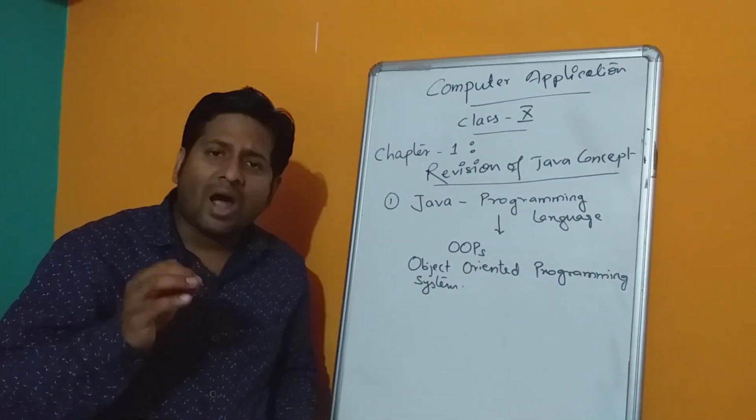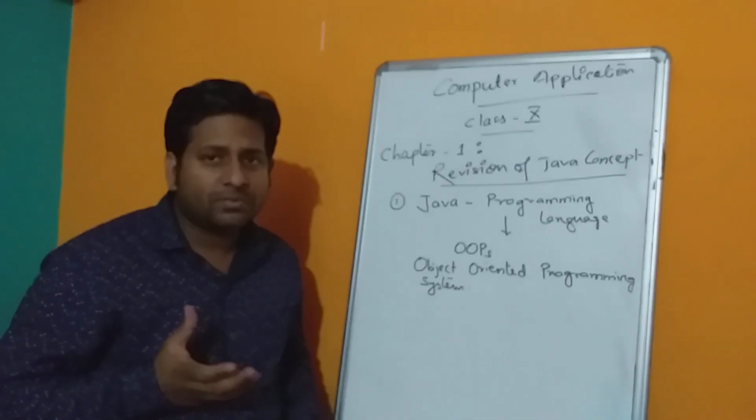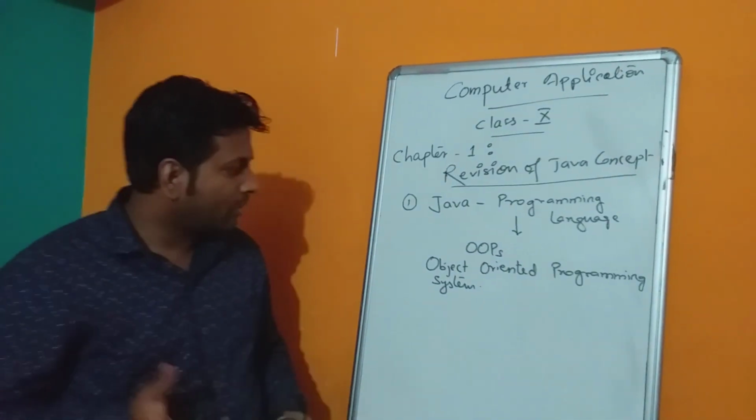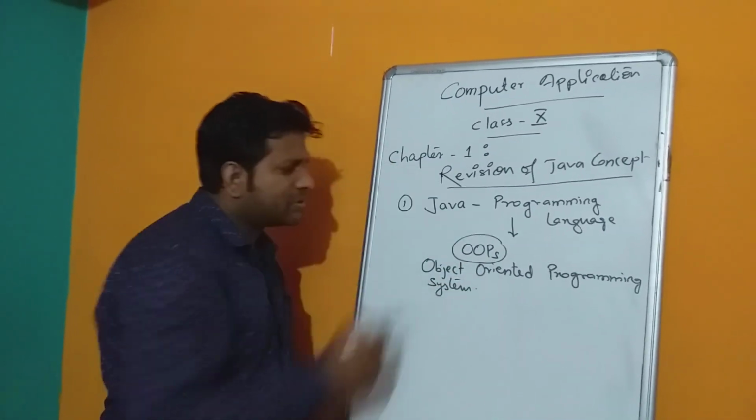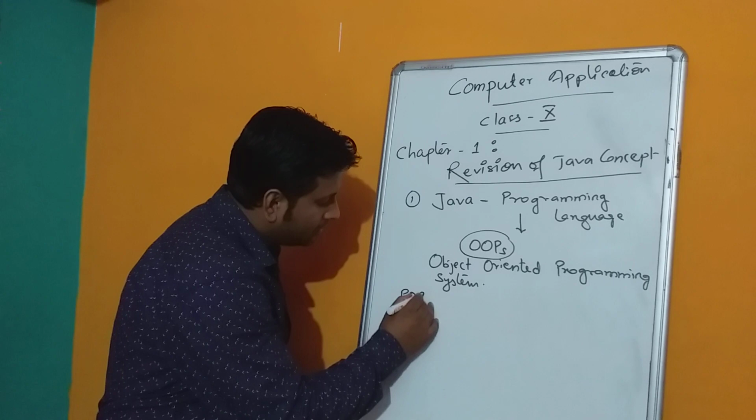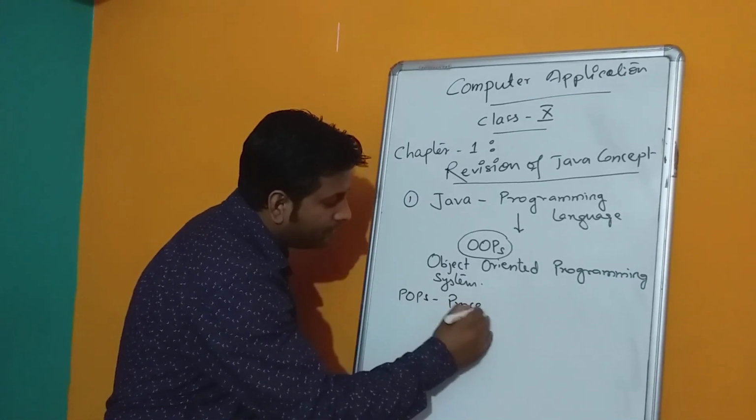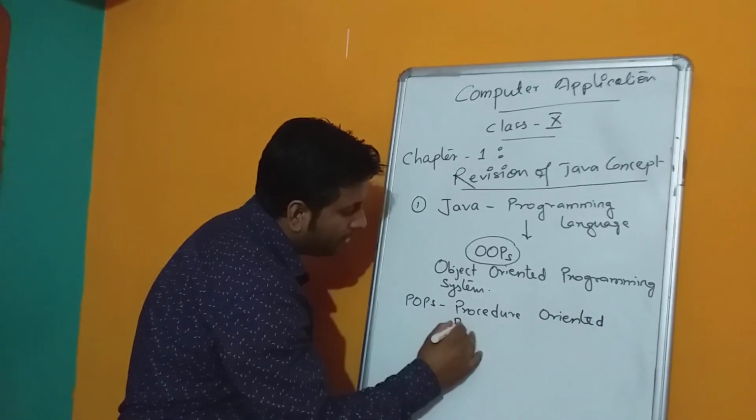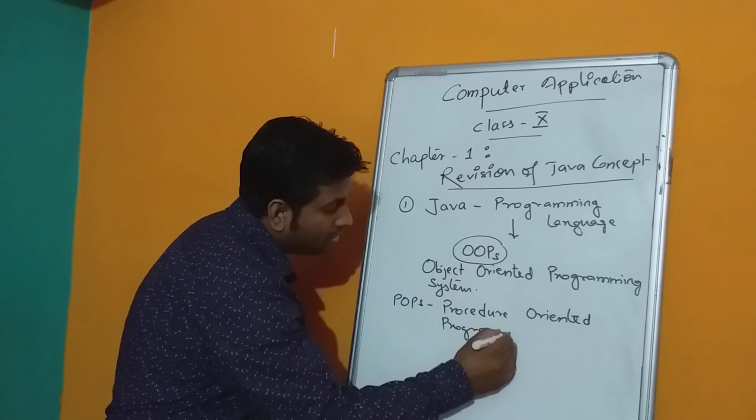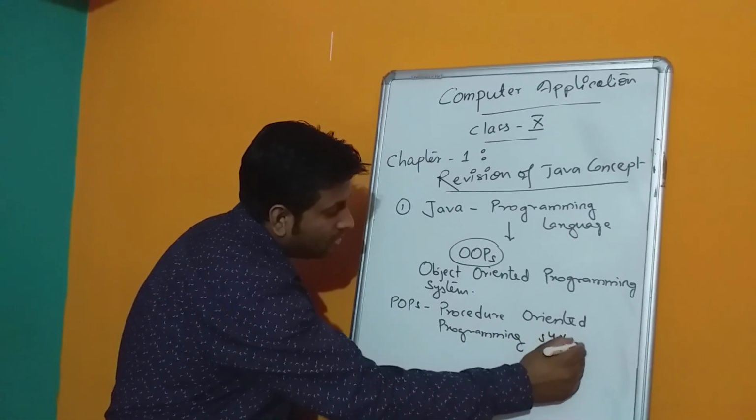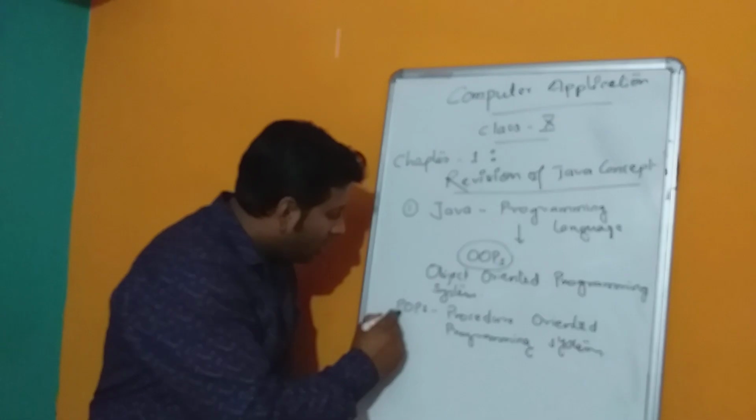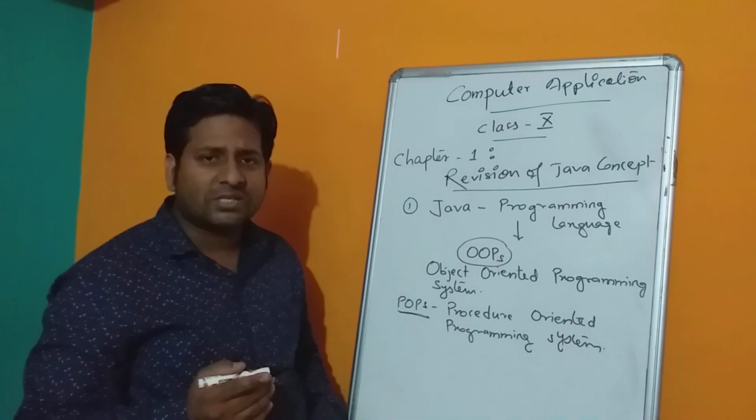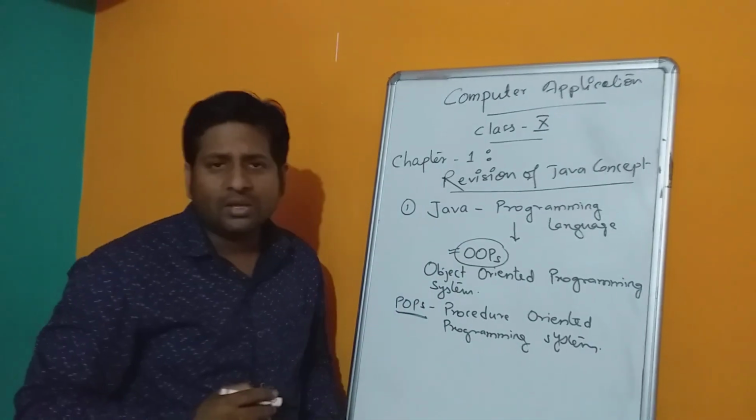OOPS is actually an architecture, or you can say it's a paradigm in which programming languages run, compile, execute. Before OOPS there was POPS, that is Procedure Oriented Programming System. But this is an old technique which was only used in C programming. After that, in all the programming systems, we follow object-oriented programming systems.